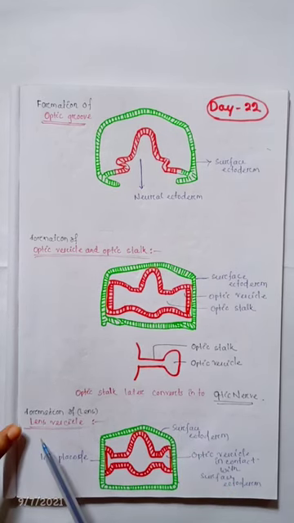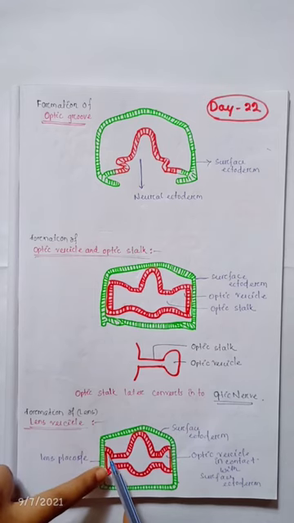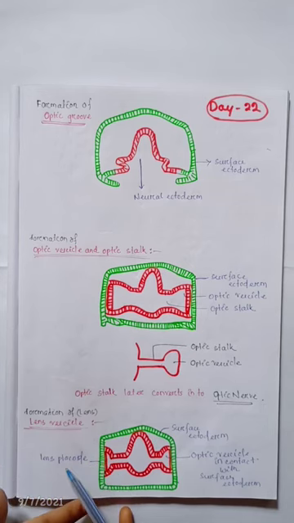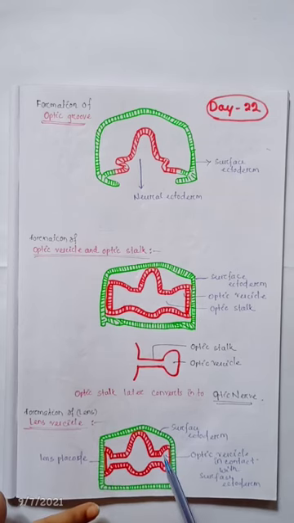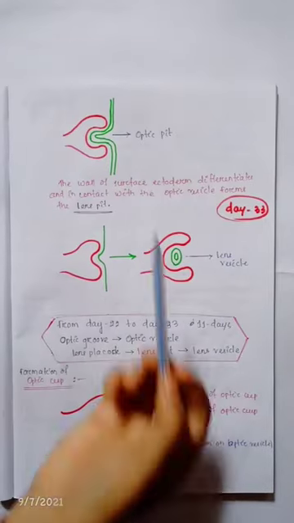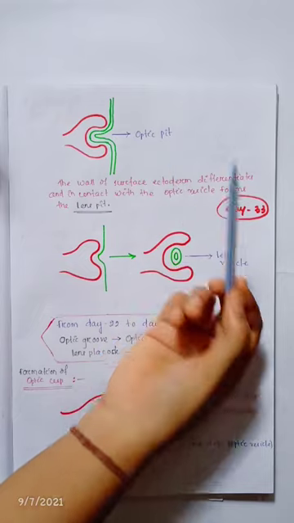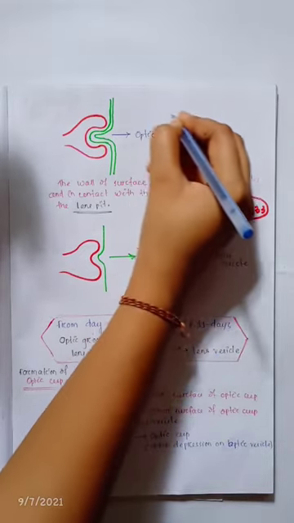Then we will see the lens vesicle formation, and from the lens vesicle there will later be the formation of the lens. When the optic vesicle comes in contact with the surface ectoderm, that forms the lens placode. Here it is the surface ectoderm. This is the optic vesicle in contact with the surface ectoderm, that will form the lens placode. And from the lens placode, there will be formation of the lens pit.